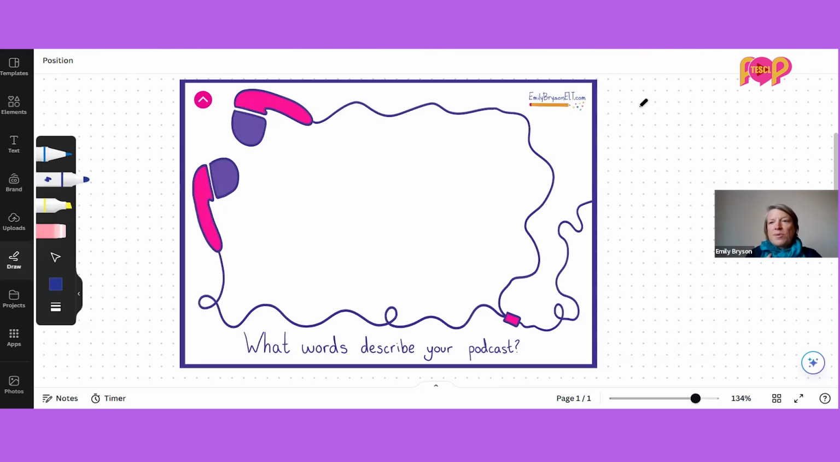So for me, when I think about TESOL Pop, I think of bright pink, happy, you're very bouncy, happy way of presenting and talking to people.